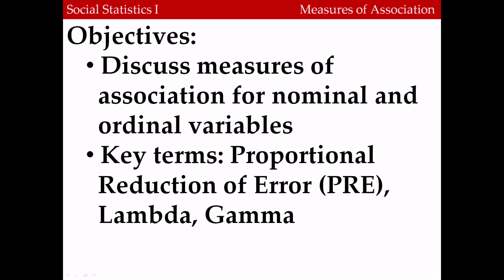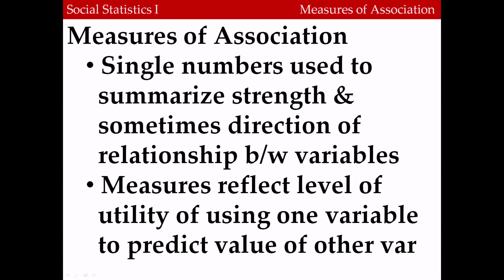This lecture deals with measures of association for nominal and ordinal variables. Key terms include proportional reduction of error, or PRE, lambda, and gamma. So what are measures of association?